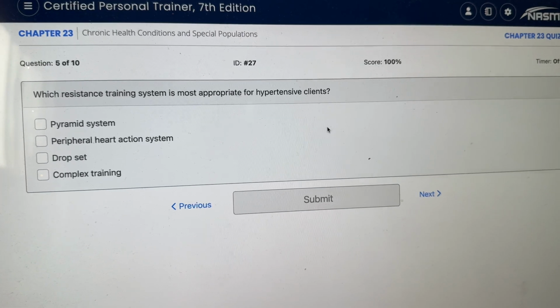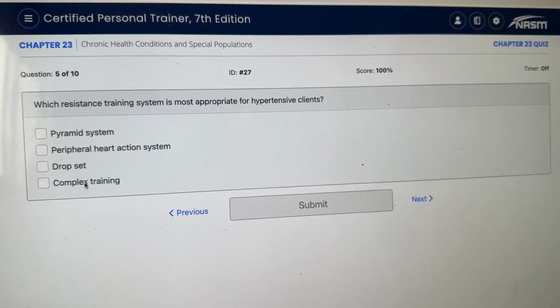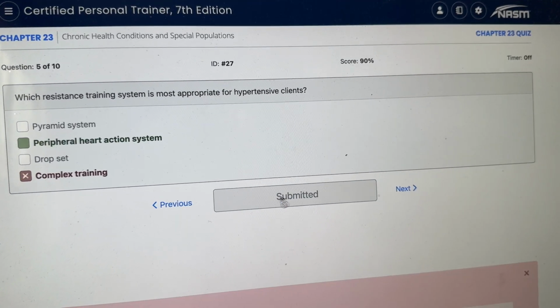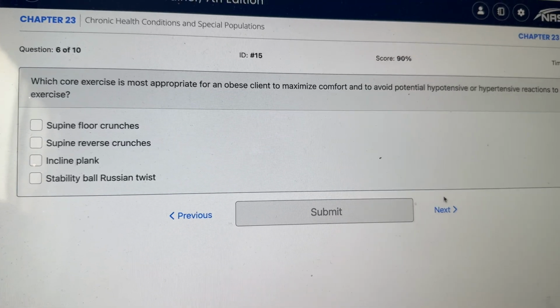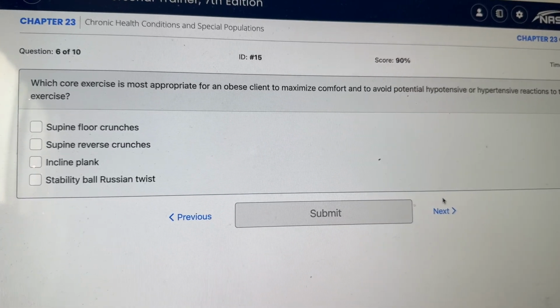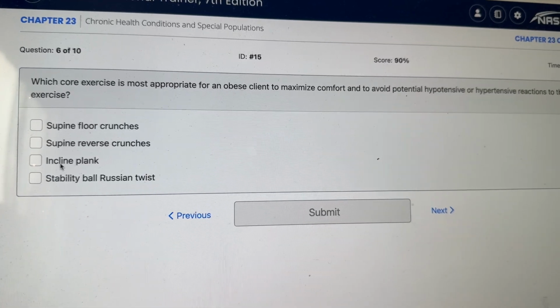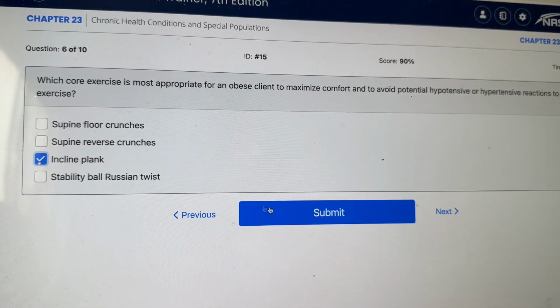Which resistance training system is most appropriate for hypertensive clients? It's either complex training or peripheral heart action system. All right. Which core exercise is most appropriate for an obese client to maximize comfort and to avoid potential hypotensive or hypertensive reactions to the exercise? It's incline plank or stability ball Russian twist. I'm going to say incline.